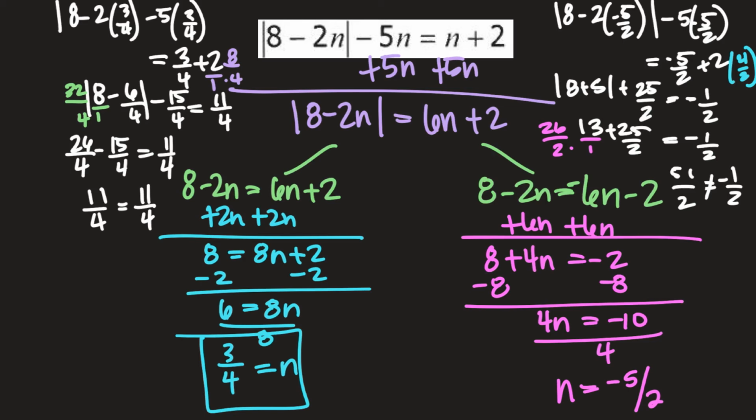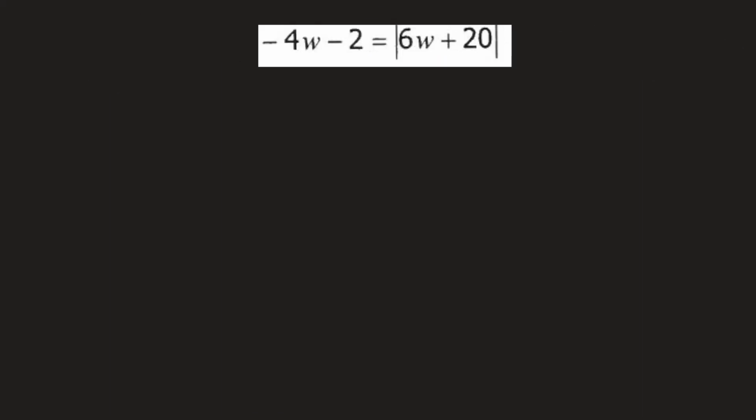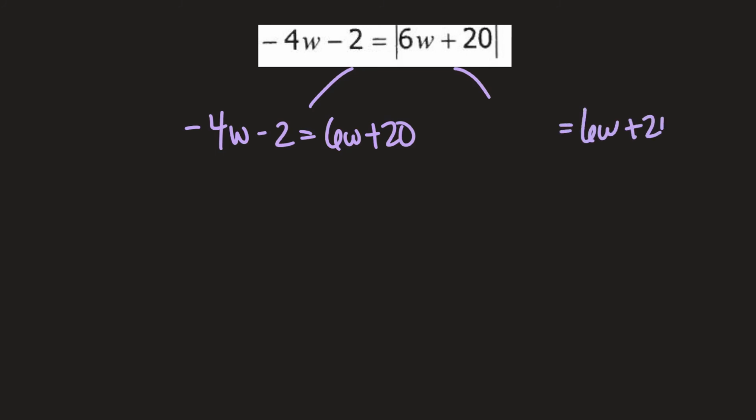So let's look at the last problem. So this one is already isolated on one side. So we're ready to set up our two equations. So exactly what I see. And the other one is the opposite. So remember, at no point in time have we changed what's in the absolute value. The opposite of a negative 4w is a positive 4w. The opposite of a negative 2 is a positive 2.